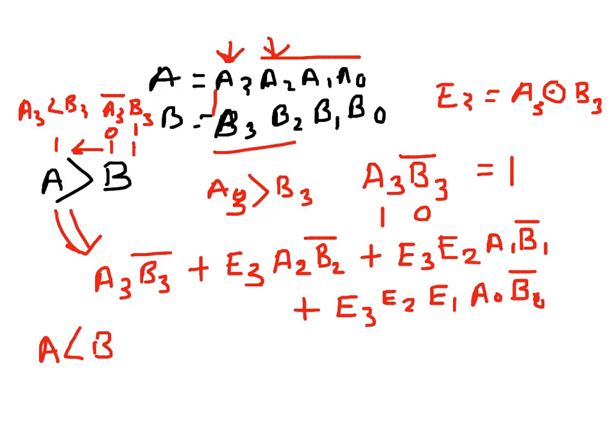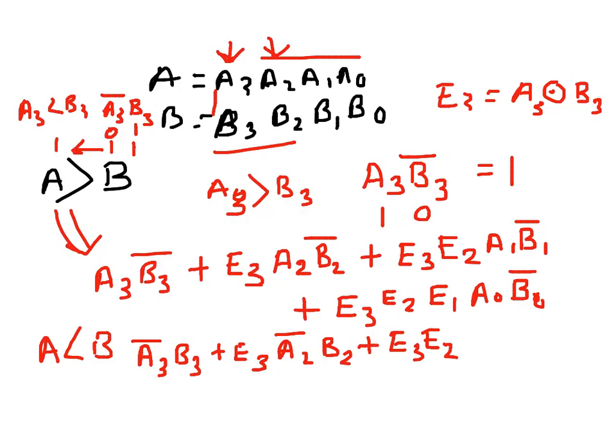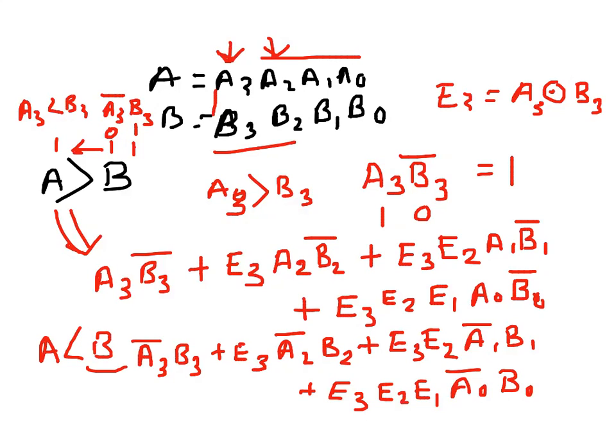So A is less than B if A3 is less than B3, or A3 is equal to B3 but A2 is less than B2, or A3 is equal to B3, A2 is equal to B2 and A1 is less than B1, or just like before, these are equal, and finally A0 is less than B0. So this is the condition for A to be less than B, any of these. So this one or this one or this one or this one. So I have just written the expression here.